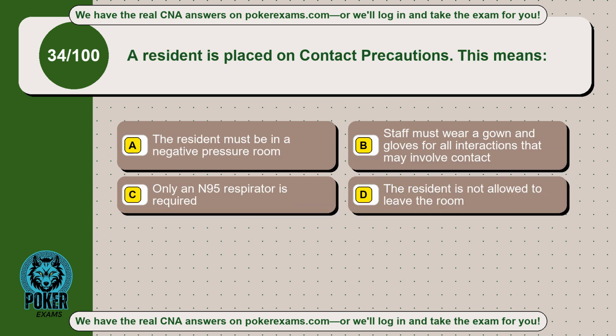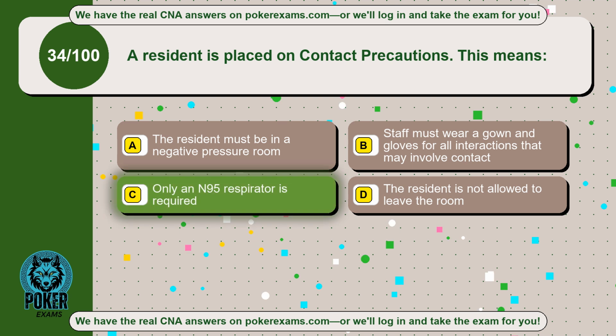Question 34. A resident is placed on contact precautions. This means Option A, the resident must be in a negative pressure room. Option B, staff must wear a gown and gloves for all interactions that may involve contact. Option C, only an N95 respirator is required. Option D, the resident is not allowed to leave the room.